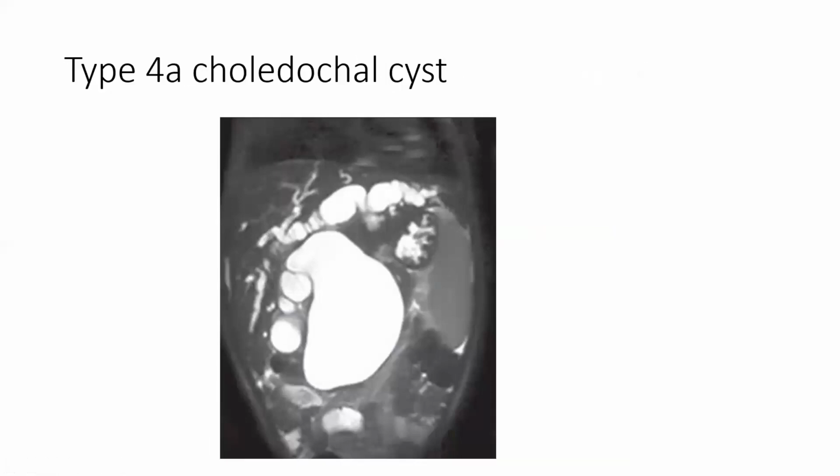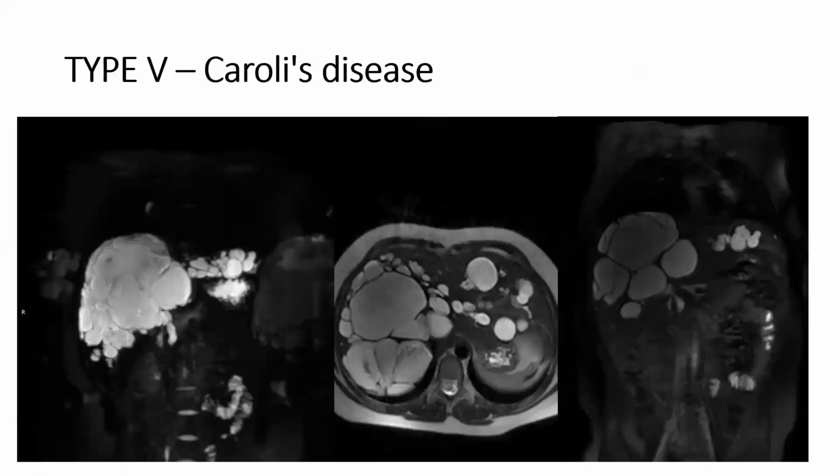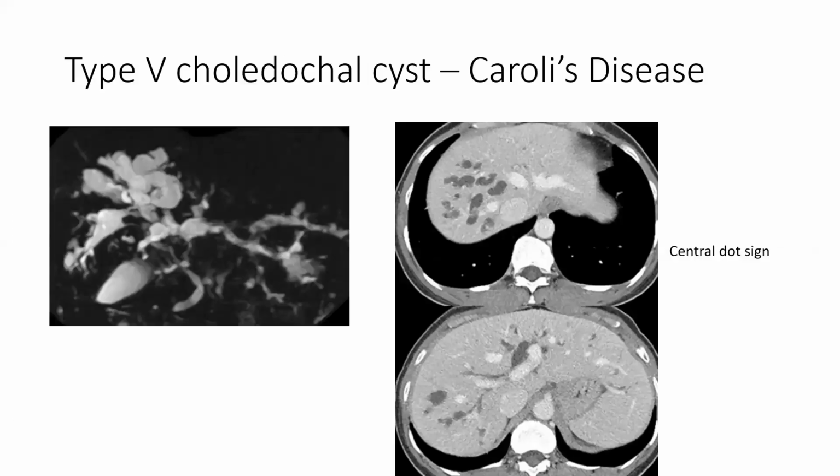Type 4A choledochal cyst, extrahepatic plus an intrahepatic dilatation. Intrahepatic dilatations are generally multiple. Caroli's disease, we have multiple dilatations of the intrahepatic biliary tree. Generally, the CBD is normal. So Caroli's disease can be segmental also and can be unilobar also. So this is one situation where you're seeing that largely the dilatations are confined to the right side of the biliary system. And on the CT, you can find small enhancing portal venous radicals within the dilated bile ducts, which is called the central dot sign.